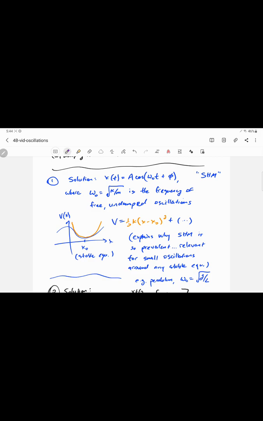But this is Hooke's law. This is the potential energy associated with Hooke's law. This is why we care so much about springs. It's because for any stable equilibrium, it has this form. You'll have equations of this form.